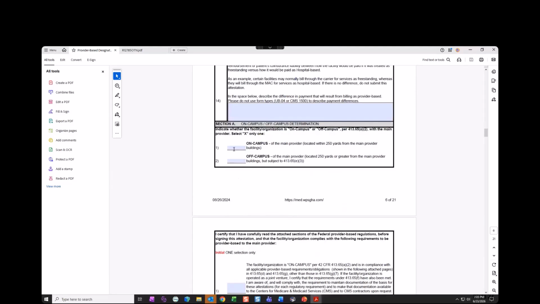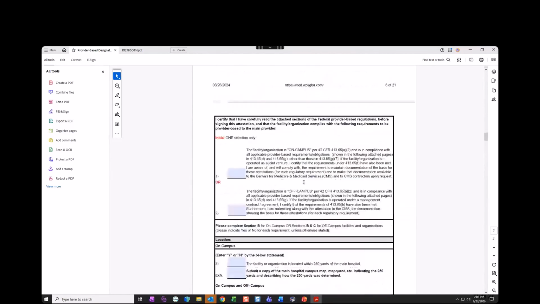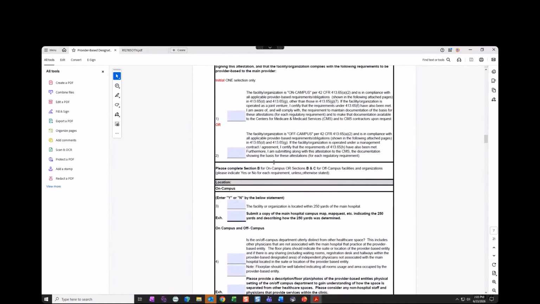Then we talk about on-campus or off-campus because that drives the rest of the attestation. Off-campus has additional requirements. And then again, on-campus or off-campus. And then we start dealing with the actual items of integration. Well, first of all, where are you located? Are you within 250 yards? That would mean you're on campus. Are you more than that, but less than 35? That would be off campus.